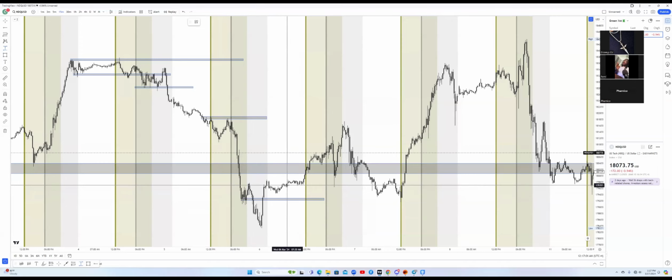Let's say this pullback here. Let's say we have our entry here, right? And we are targeting 100 pips. So, wow, it's good. And we put our 25 pip stop loss.